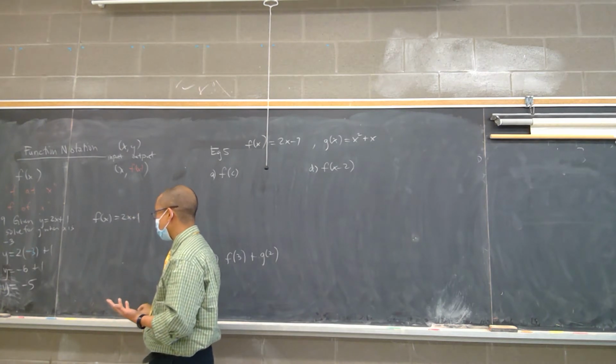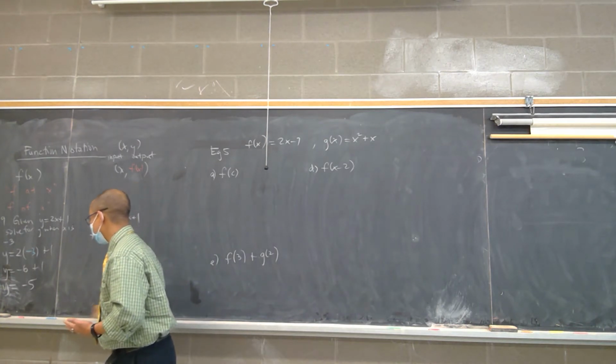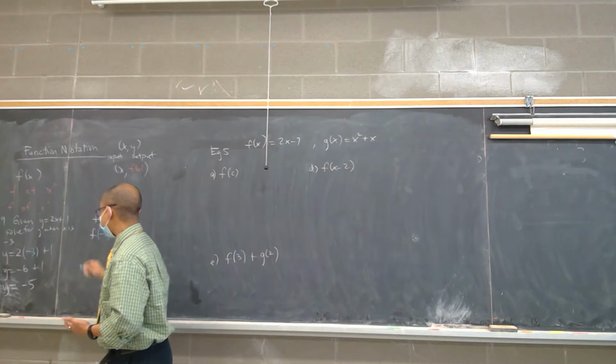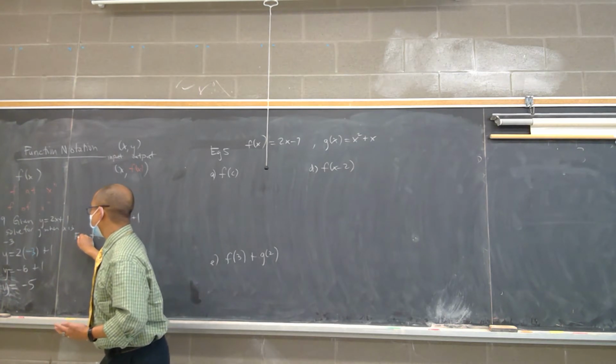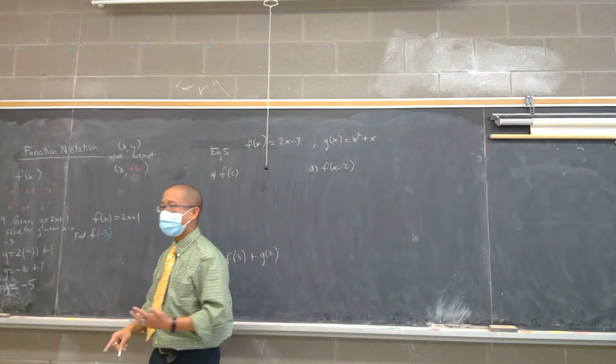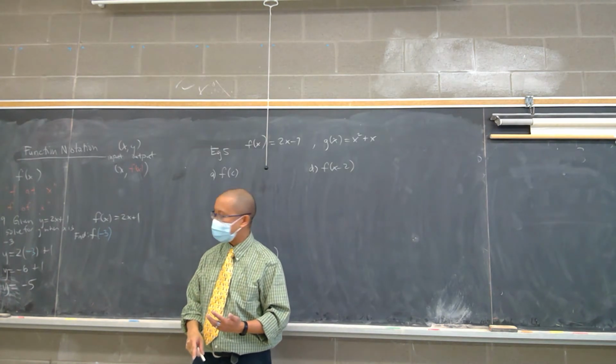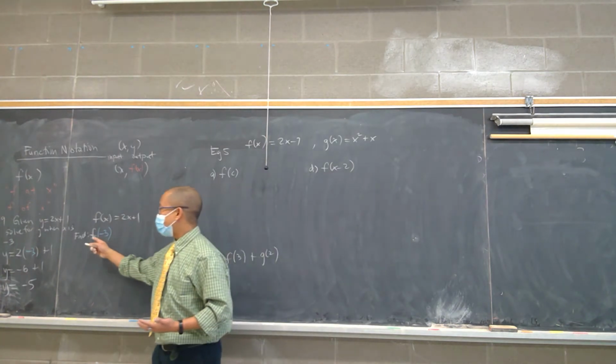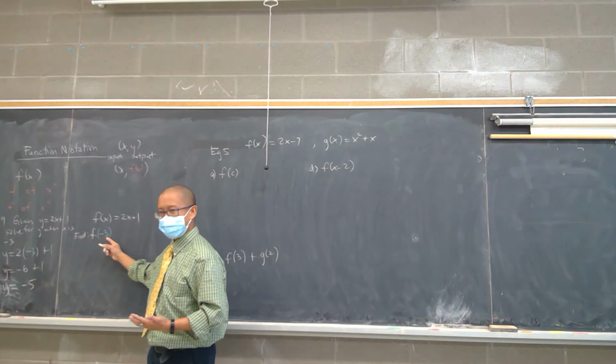So what's the question, Mr. Chen? The question would be something written like this. Find, and again, how do you say this? Again, this is not f times negative 3. That's not what that says. Find f at negative 3.